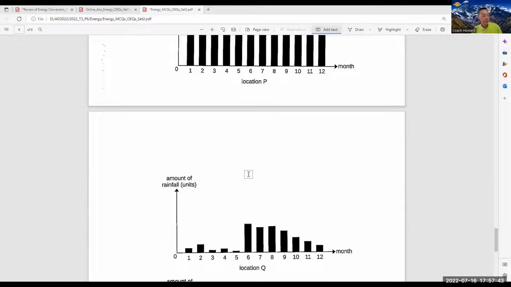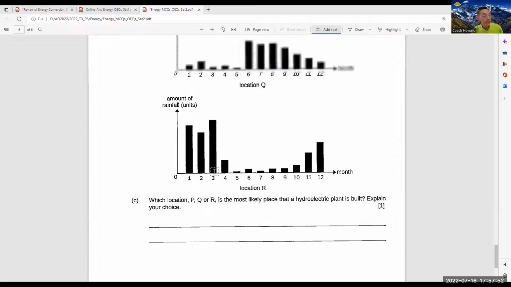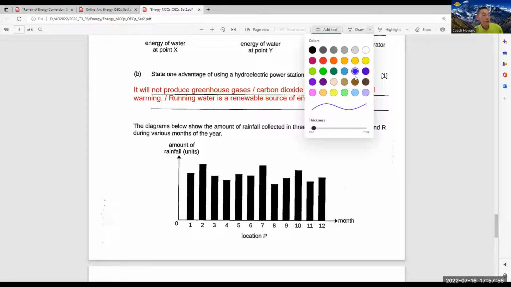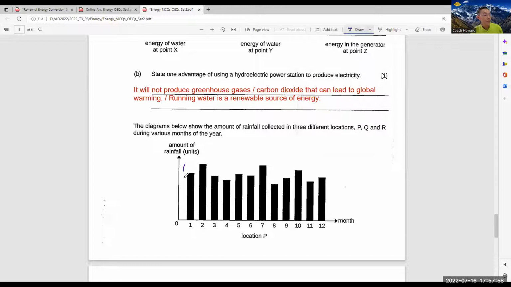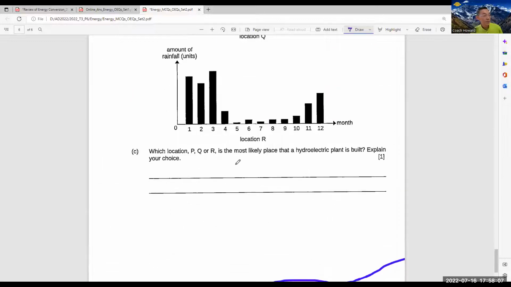this question, let's scroll down. Which location, P, Q, or R, is the most likely place? So I've already given you the hint, right? Of course, it's P, because the amount of rainfall is constant throughout the whole year. I don't want my dam to have no water. So the dam should have maximum storage. So it's location P. Then you need to explain your choice.